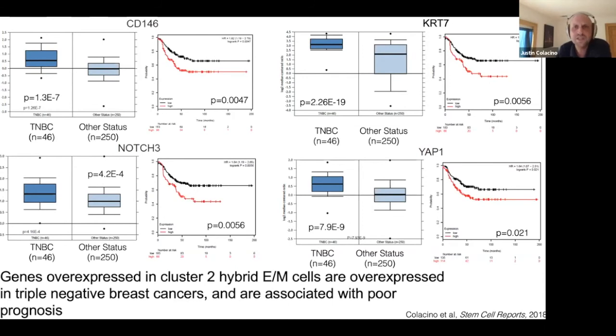And then even within triple negative breast cancers, women that have higher expression of these hybrid EM marker genes have worse overall survival. And so what we're seeing here is that there might be some association between this sort of primitive hybrid epithelial stem cell state and aggressive breast cancers, lending even more credence to this relationship between stemness and cancer, and aggressive cancers.